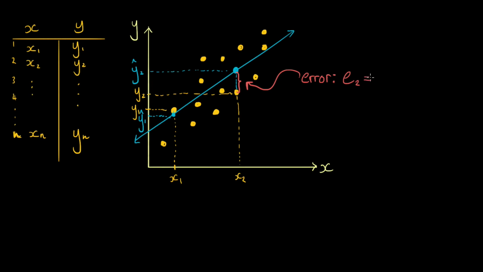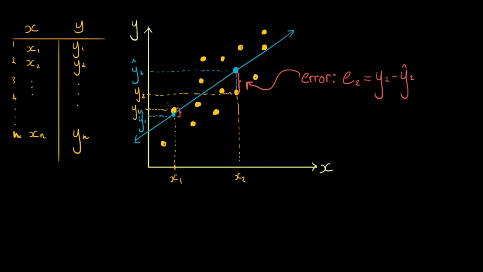And it's going to be equal to my data, y2, minus my predicted value, the point on the line corresponding to that x value, y2 hat. And we can see here, y2 minus y2 hat is going to be some negative number. Okay, and we can compute this error for any data point we want.